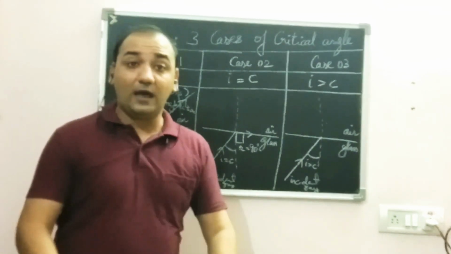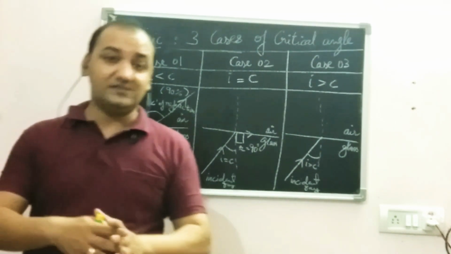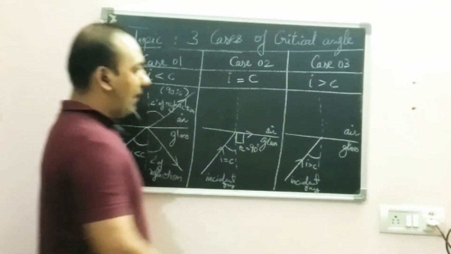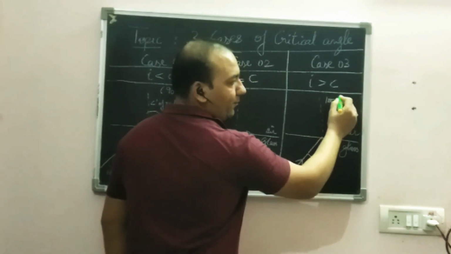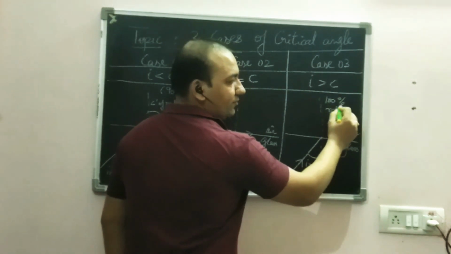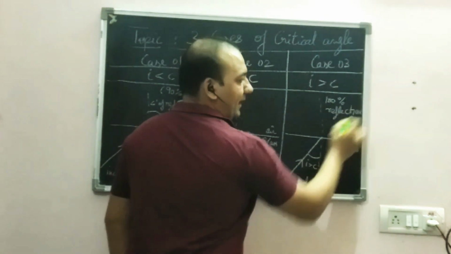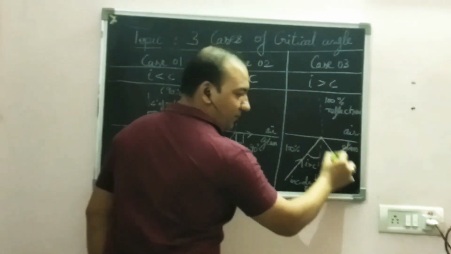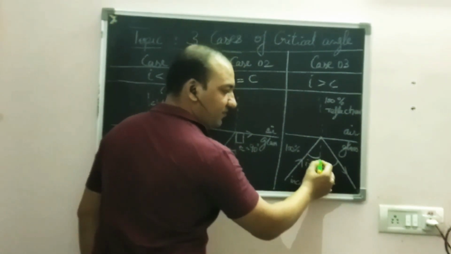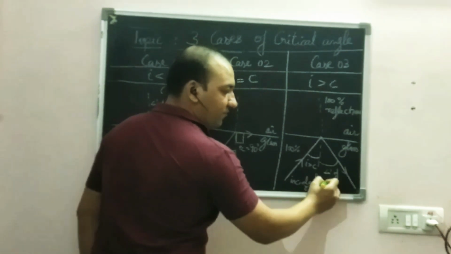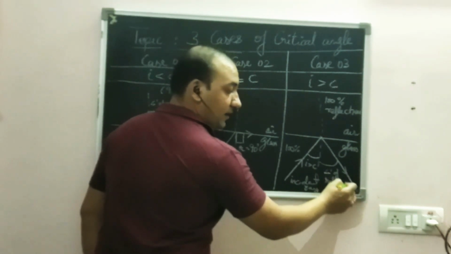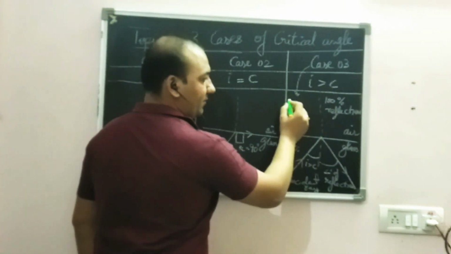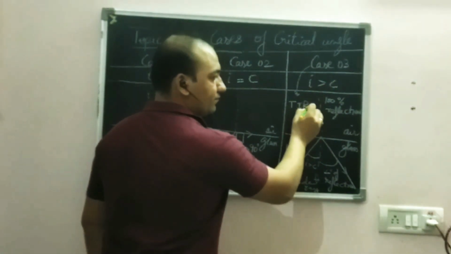Talking about case 3, what happens if the angle of incidence in the denser medium is greater than the critical angle? In this case, what will happen is a 100% reflection, which means that the 100% light energy which is coming from here will be reflected as it is. This becomes angle of reflection. And this case 3 is also termed as the condition of TIR.